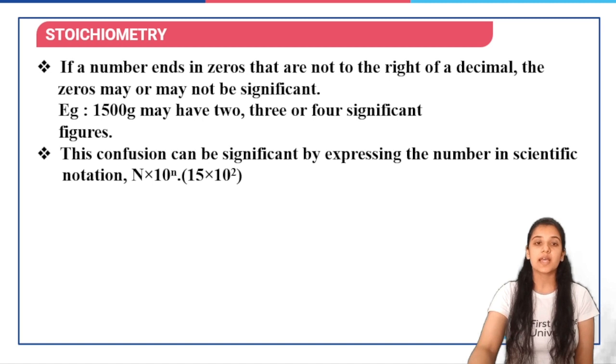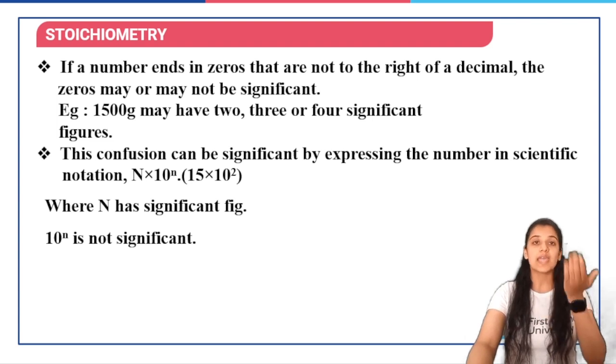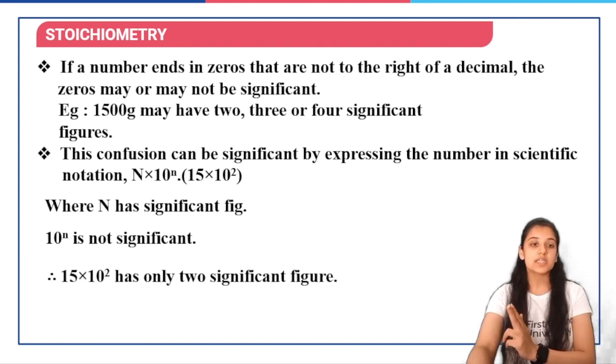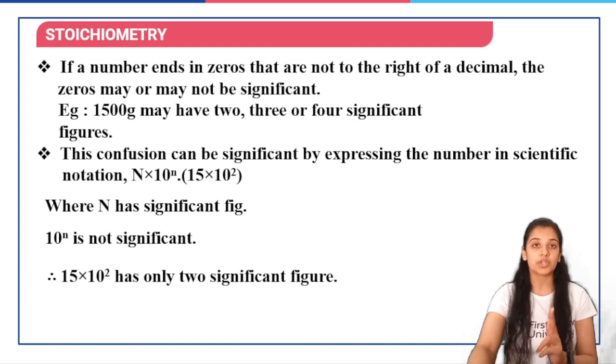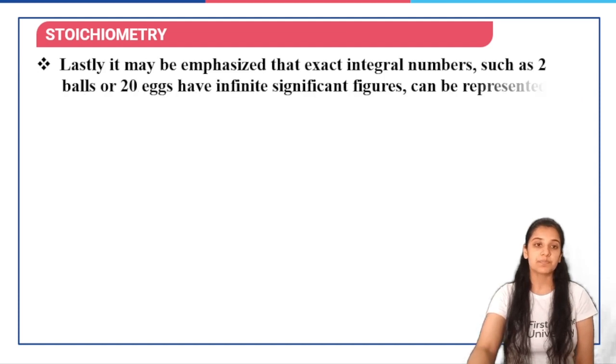So when I represent it as 15 into 10 raised to the power 2, where n is the significant figures and whatever goes in the exponent is not the significant figure, so we say that there are just two significant figures. So whatever rules I've just spoken for significant figures are really, really important. Go back, revise them as many times as you can because one or two direct questions can be asked from this. Exponentials, remember, are not significant.